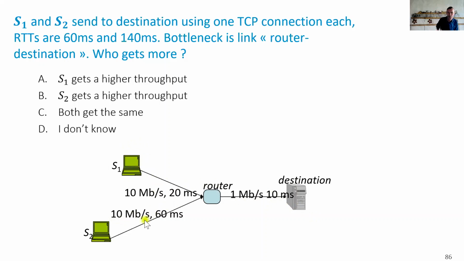Why could that occur? Well, perhaps S2 is connected via an access network that is very high performance, but has a large delay to this router here. What will happen if both are trying to use TCP Reno to dictate the share that they will obtain from the network?